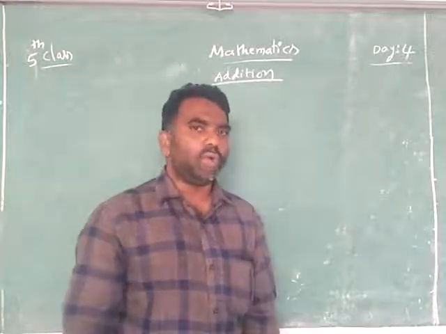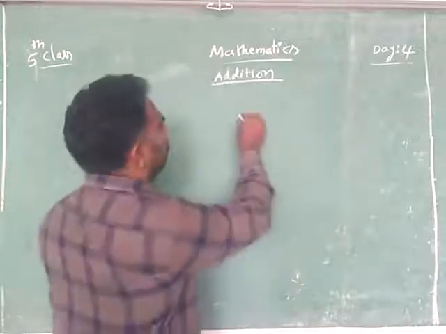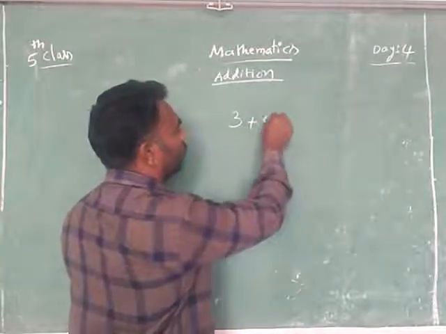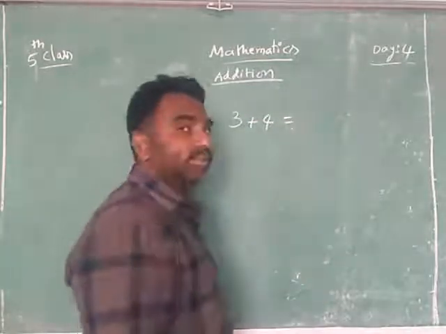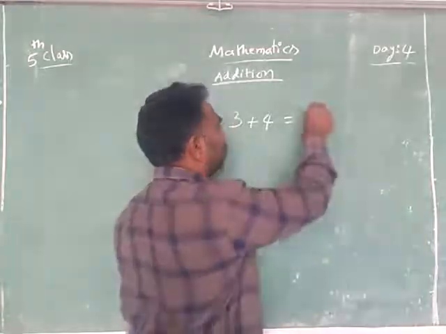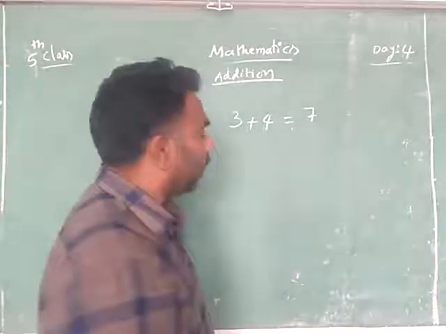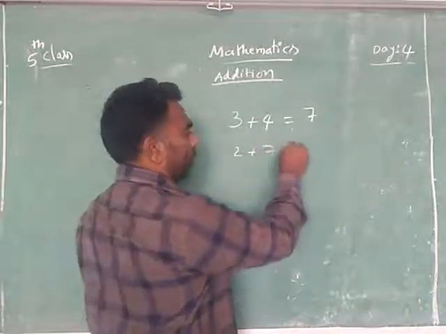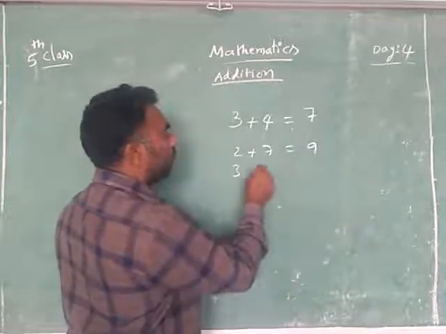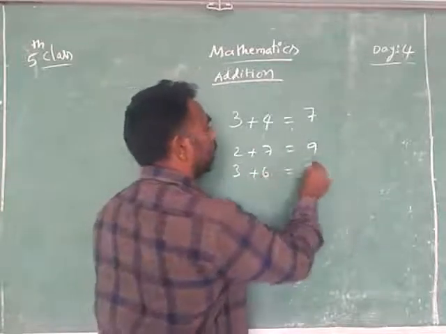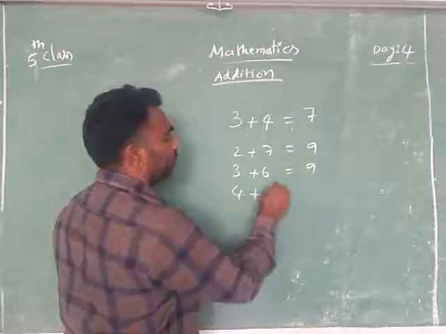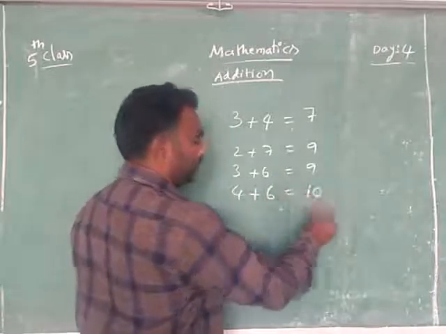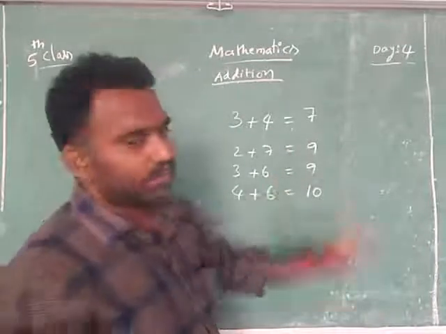You know how to add the numbers. It is very easy to add when we know the single digit numbers. You can say the answer very easily. This is 3 plus 4 is 7. 2 plus 7 is 9. 3 plus 6 is 9. 4 plus 6 is 10. All these additions are very easy.